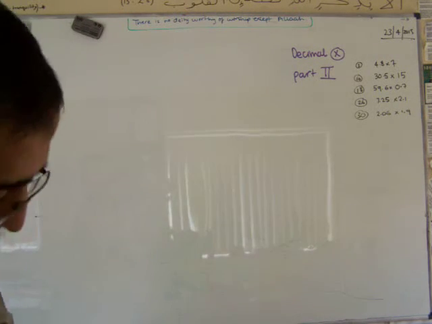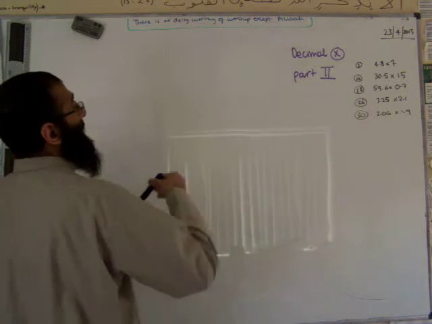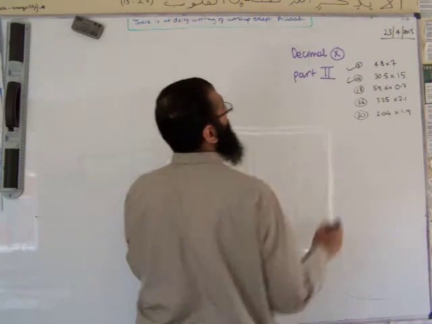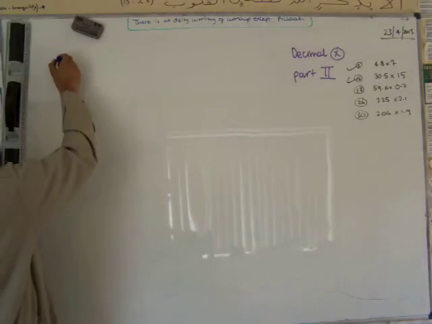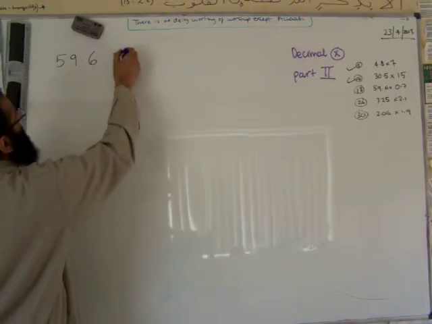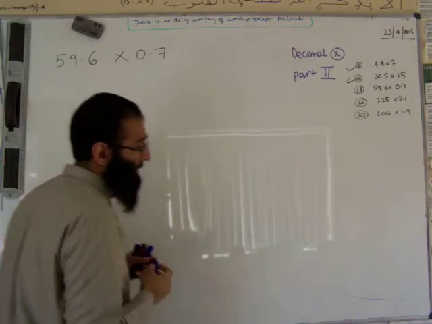Okay, let's move on to the next question. So we've done question number 10. These 2 questions have been done. 59.6 times by 0.7 now. 59.6 times by 0.7.